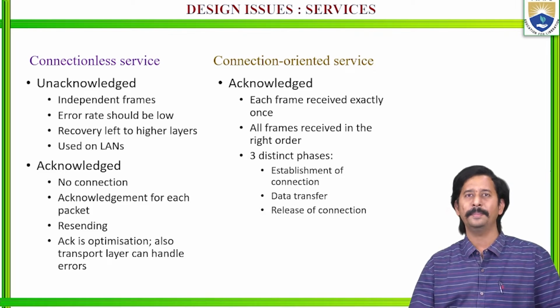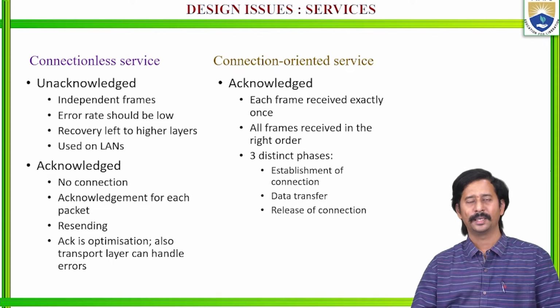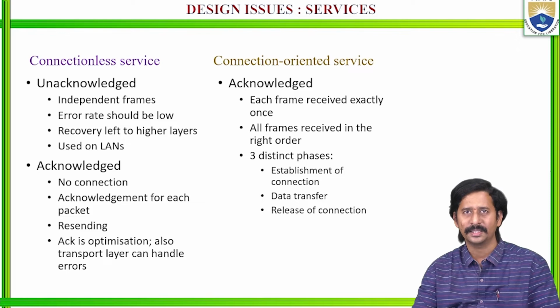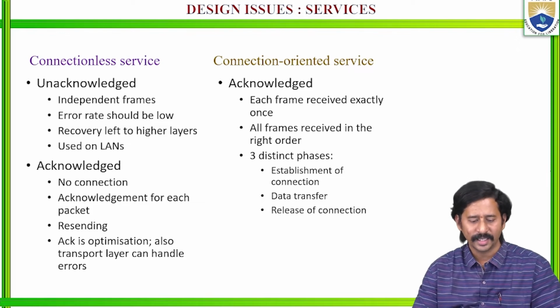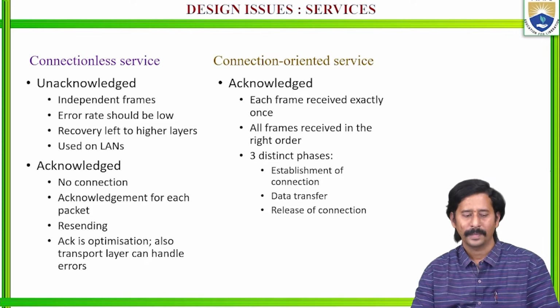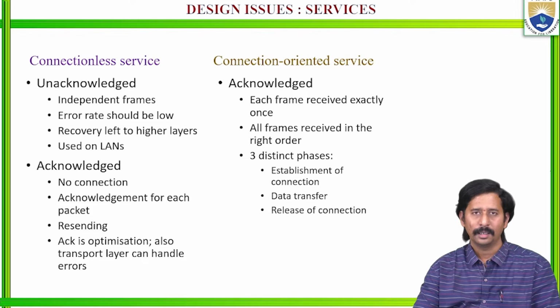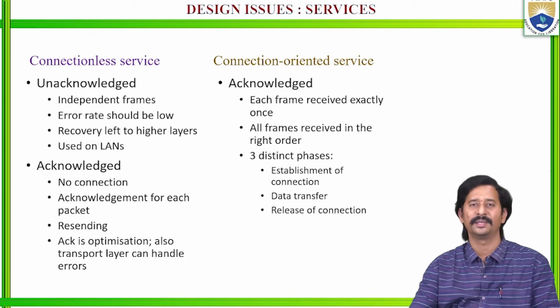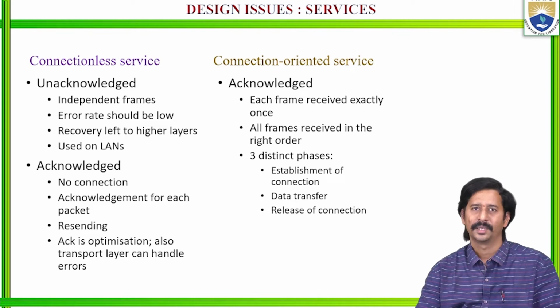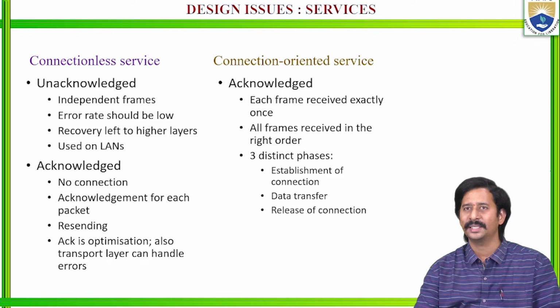Then coming to the next category, acknowledged connectionless service. Here there is no acknowledgement for each packet, and the resending is possible, and the acknowledgement is an optimization. That means the transport layer can also handle the errors. Then connection oriented service, acknowledged connection oriented service.